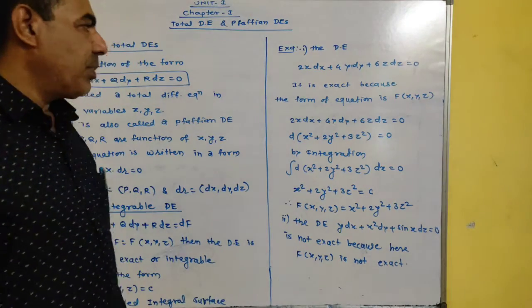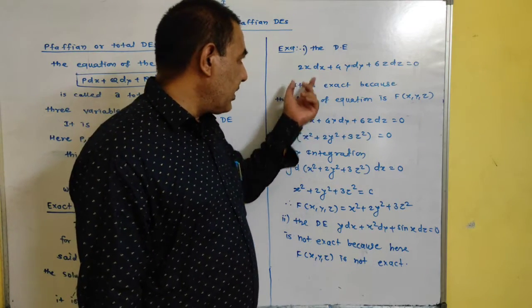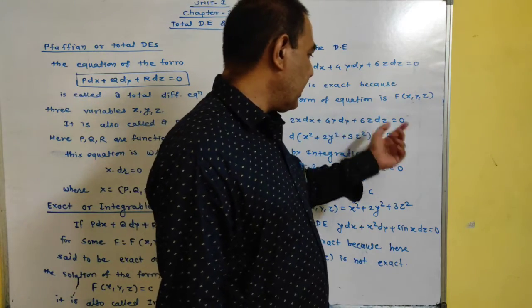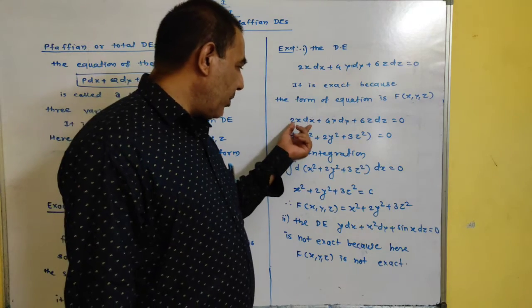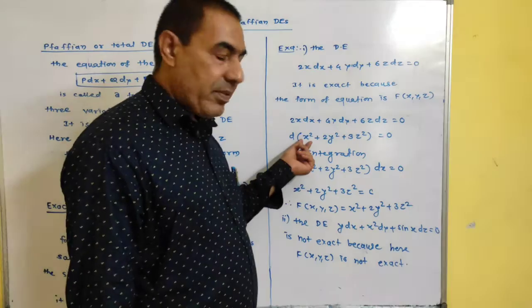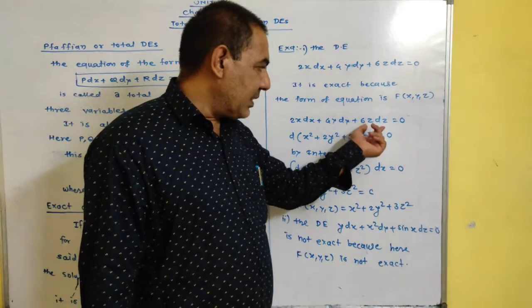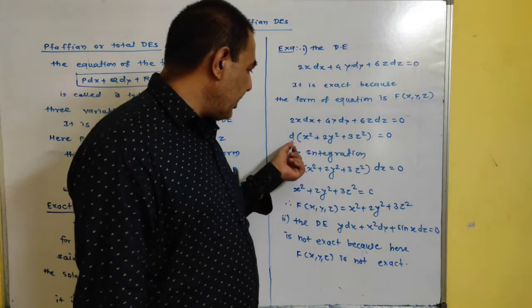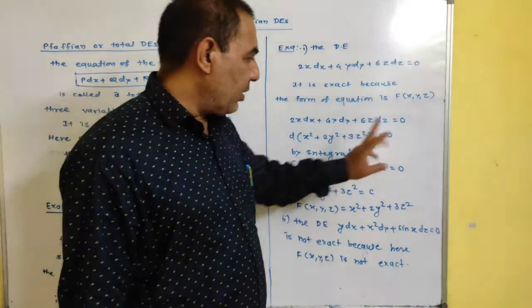Solving this differential equation, 2x dx plus 4y dy plus 6z dz equal to 0: 2x dx is the derivative of x square, 4y dy is the derivative of 2y square, 6z dz is the derivative of 3z square. All these terms together are the derivative of x square plus 2y square plus 3z square equal to 0.